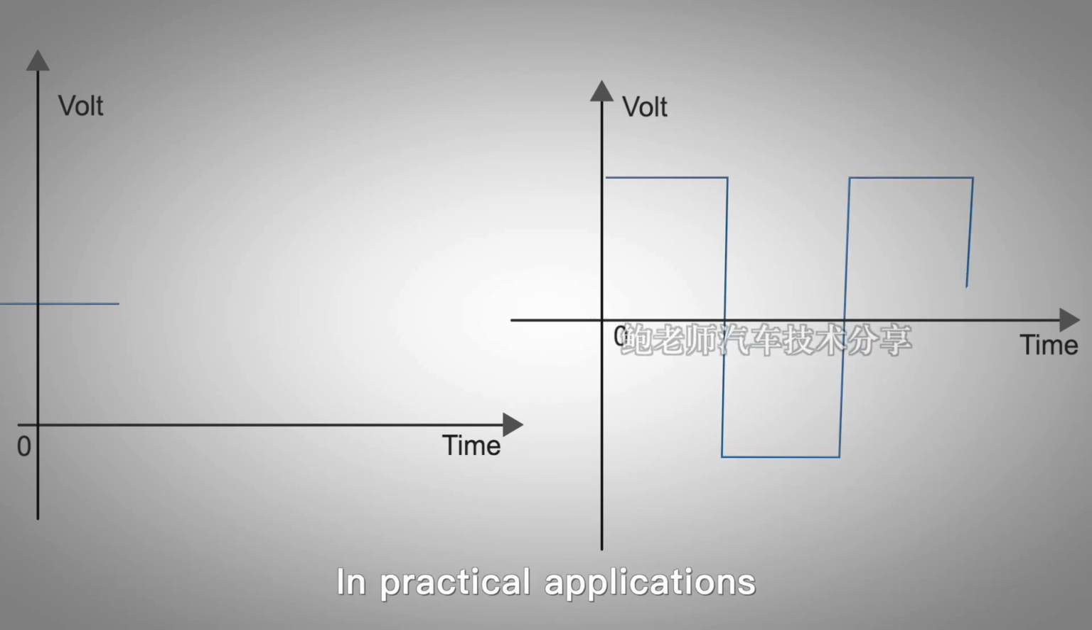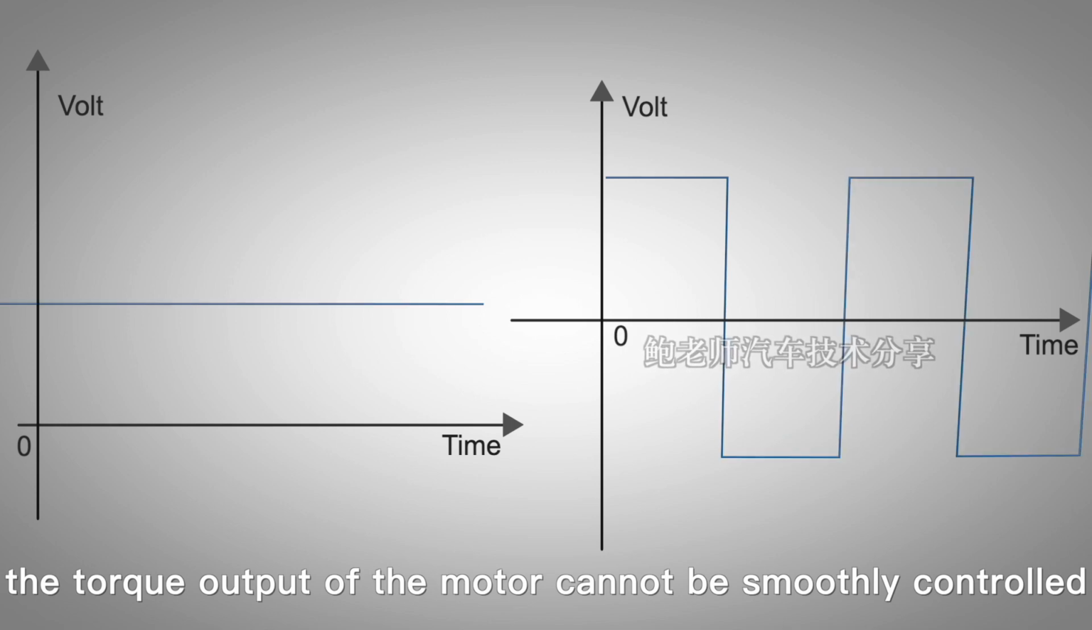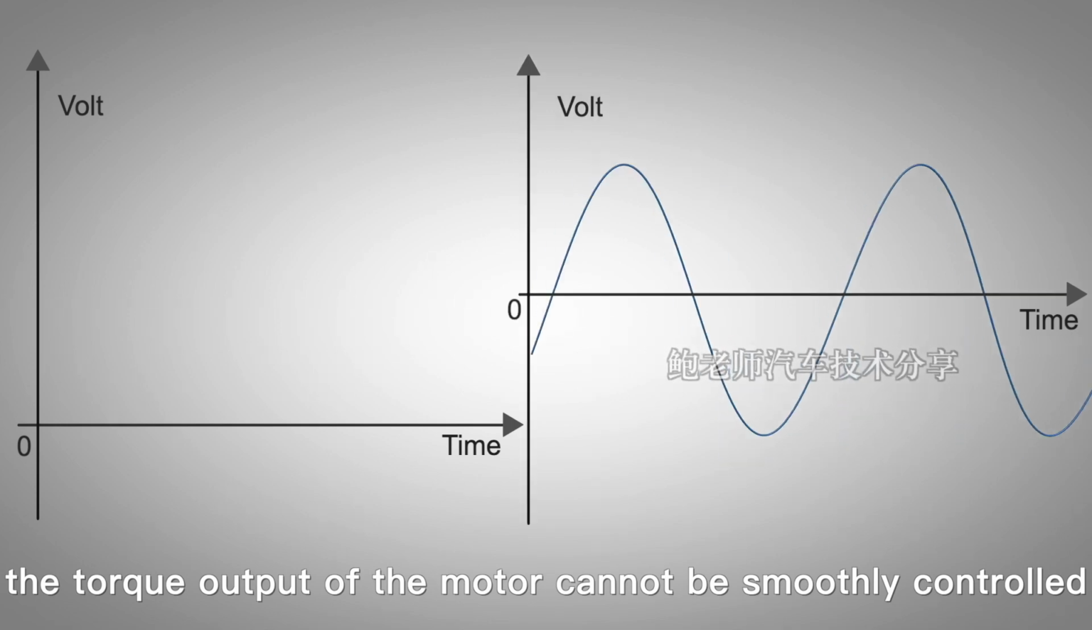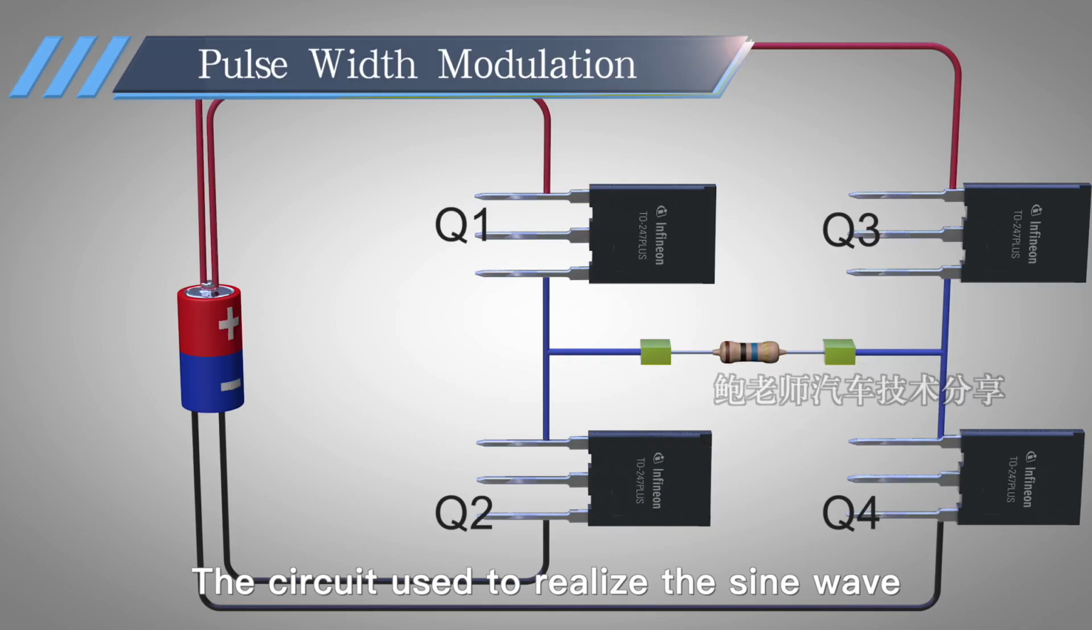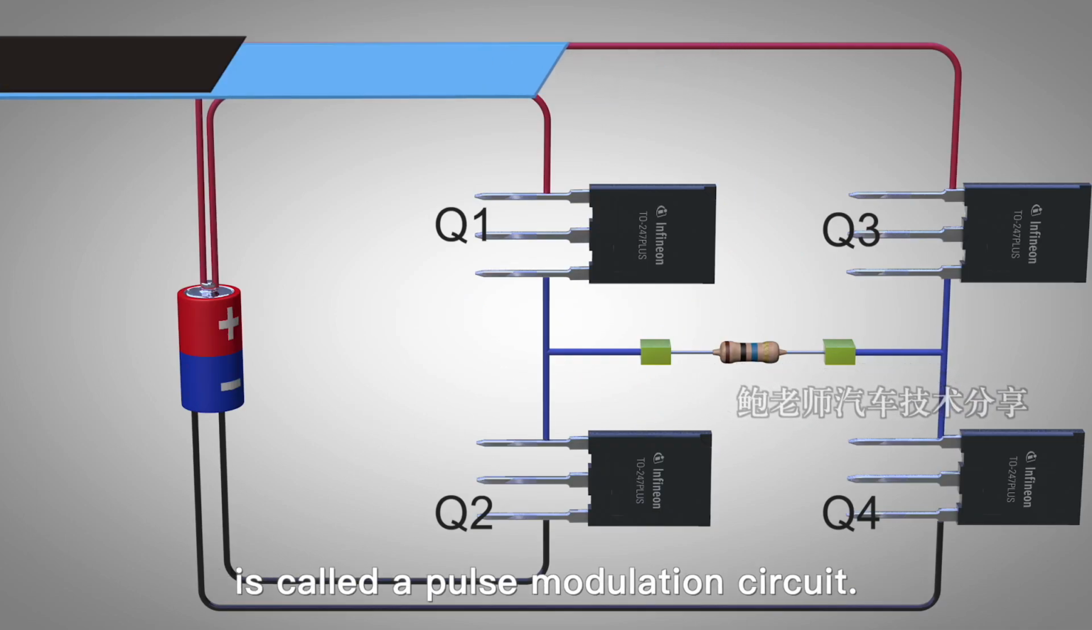In practical applications, the torque output of the motor cannot be smoothly controlled. How is the sine wave controlled? The circuit used to realize the sine wave is called a pulse modulation circuit.